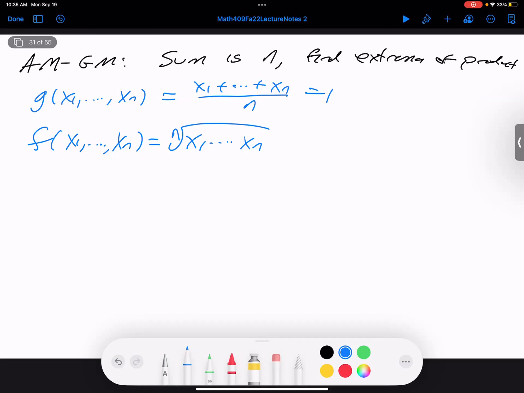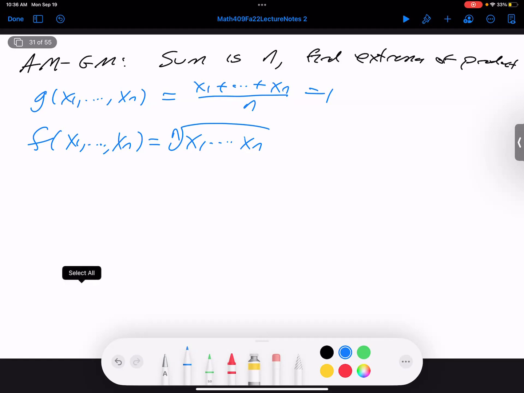The nth root is a strictly increasing function. So maximizing the nth root is the same as maximizing the function itself. And so we could then, at the end of the day, take the nth root.